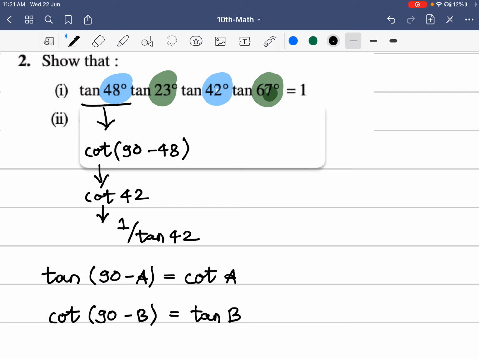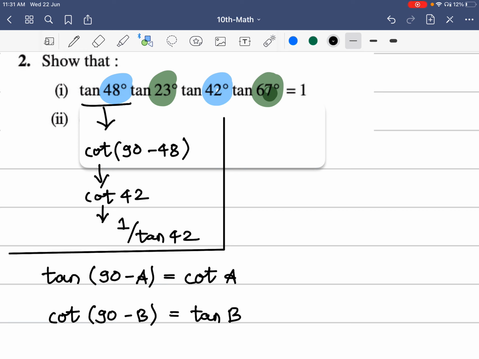This is the basic definition of cot of theta. Cot of theta is basically the reciprocal of tan of theta. So cot of 42 is equal to 1 upon tan of 42. So tan of 48 is now equal to 1 upon tan of 42. I'm going to make this substitution. Let me draw a line here, and a line here.